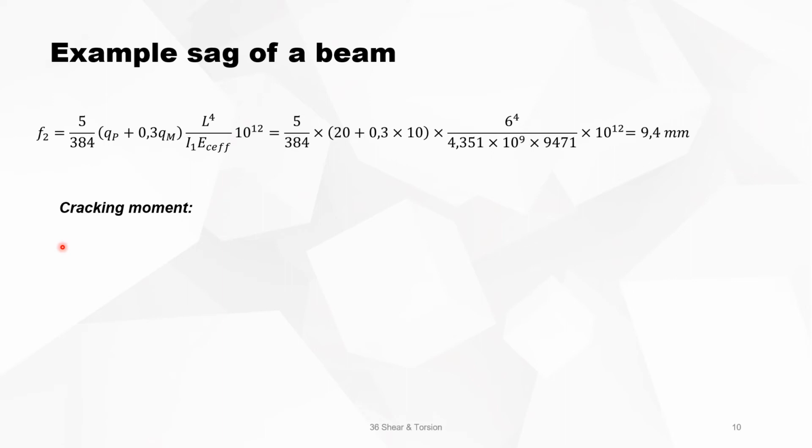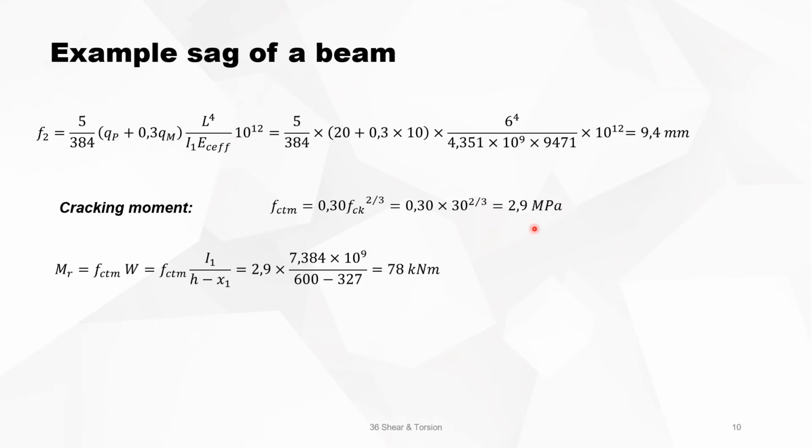Now we look at the cracking moment. The cracking moment is calculated with the mean concrete tensile strength, which is 2.9 megapascal. Cracking moment is then the FCTM times W. Take care, W is calculated with the non-cracked section, with the depth of the neutral axis and the moment of inertia of the non-cracked section, and it's 78 kilonewton meter.